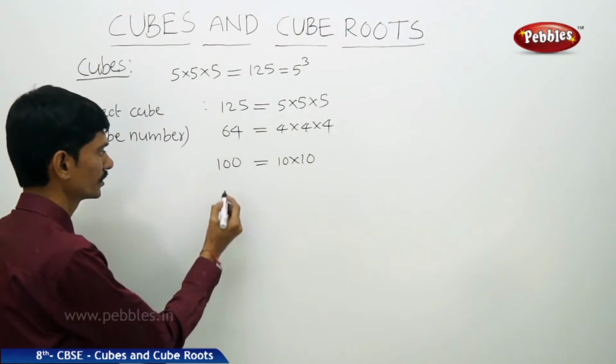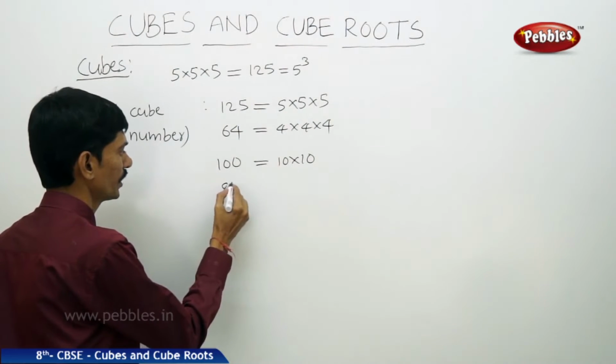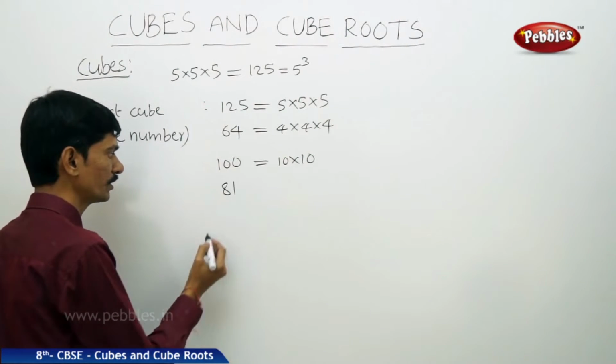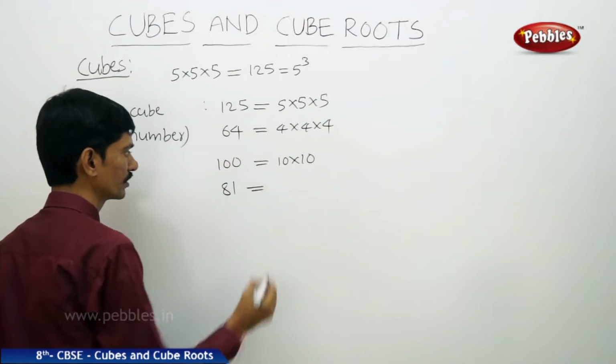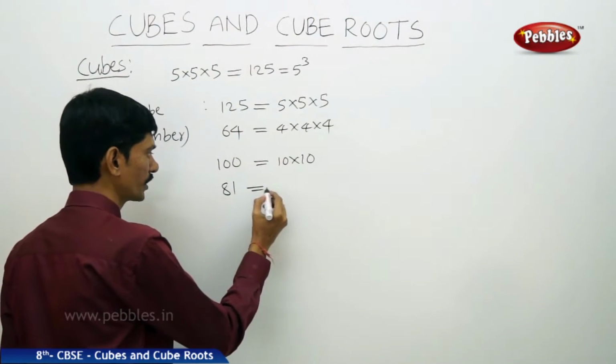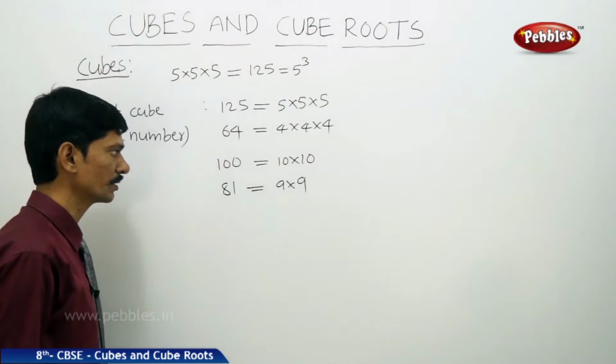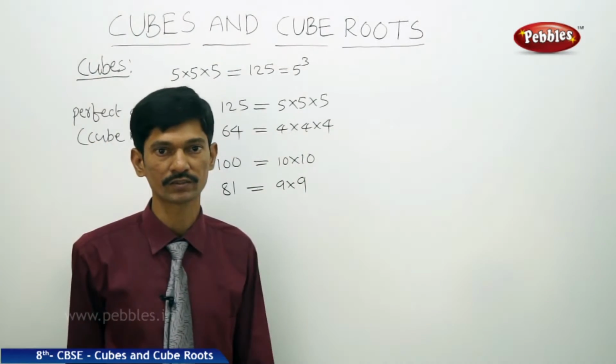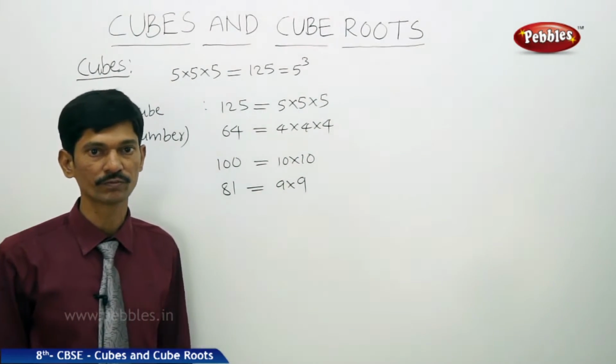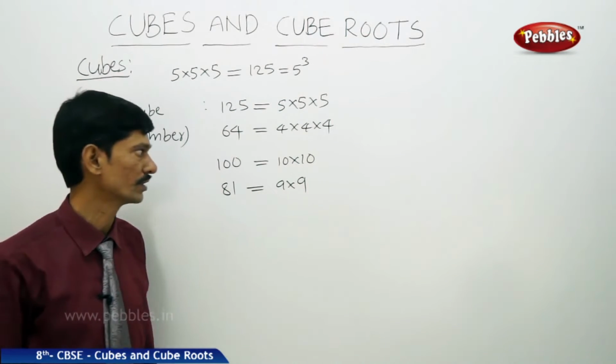Then what about 81? Is 81 a perfect cube? Let us see this now. So 81 can be written as 9 into 9. So it cannot be written as the product of three equal factors. So it is also not a perfect cube, meaning it's not a cube number.